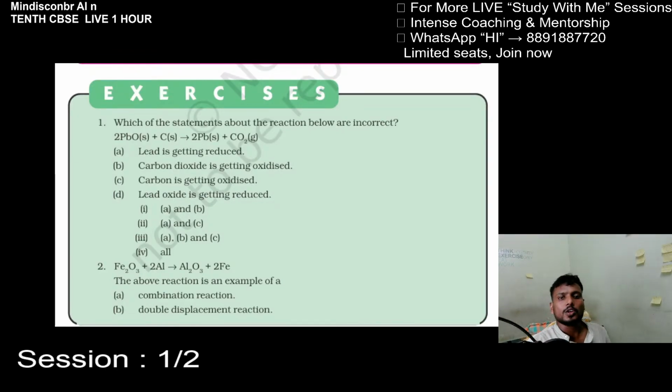Hi all, today we are going to study the exercises given in the last section of our first science chapter, chemical reactions. So we are going to complete that whole exercise.